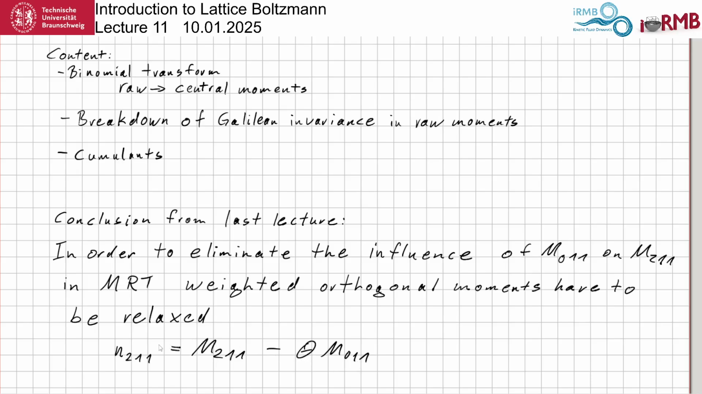Now, one thing that is important to understand why these things are difficult to figure out, or have been historically difficult to figure out, is, as you see, this moment that makes trouble here, M211, is a moment that only exists in 3 dimensions. It does not exist in 2 dimensions. Yeah? So this particular problem that you see here will only show up in 3 dimensions.